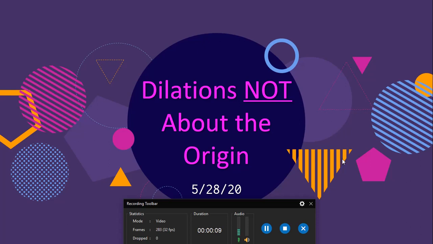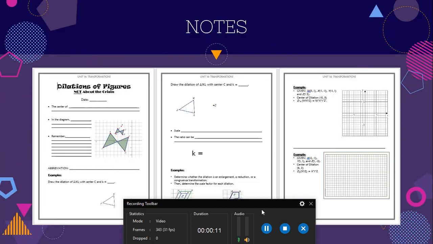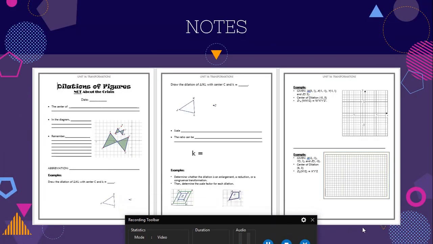Today's date is May 28th. Your note packet should have 3 pages, and you'll also want to grab a ruler or straight edge so that we can make the coordinate plane graphing look good.